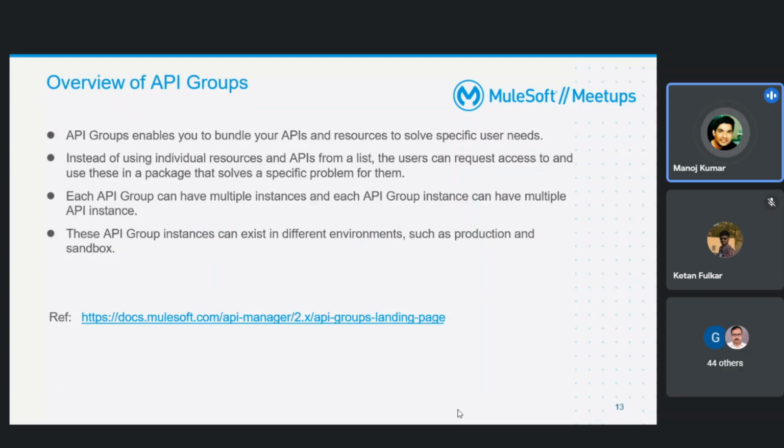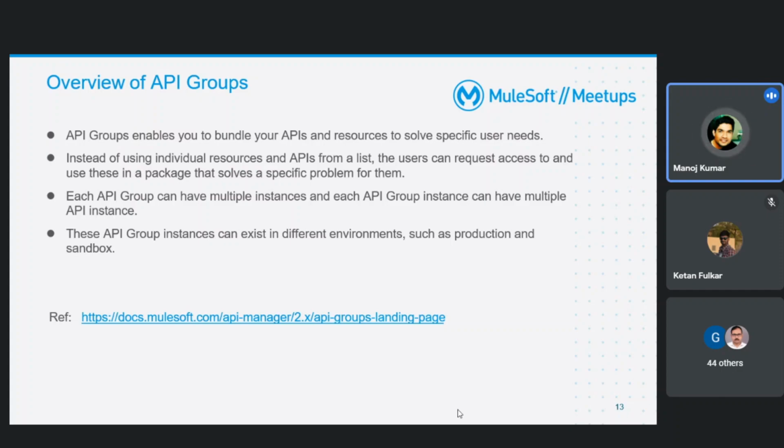Just some generic statements regarding what our API groups do, and you can absolutely find all this information in our MuleSoft documentation. So basically, API groups enable you to bundle your APIs and resources to solve specific user needs. We have already seen that instead of using individual resources and APIs from a list, the user can request access to it and use these in a package that solves a specific problem.